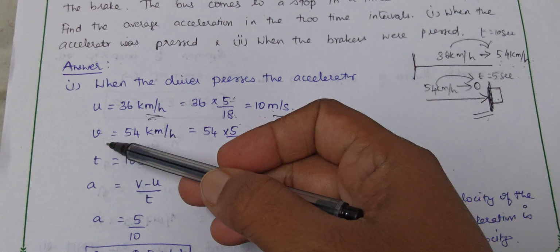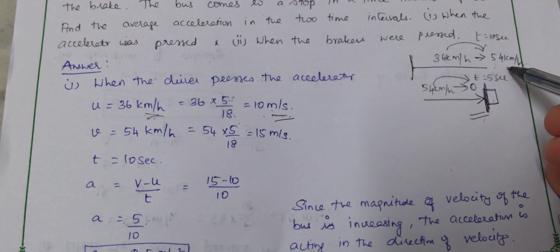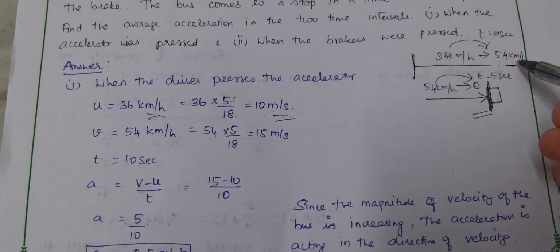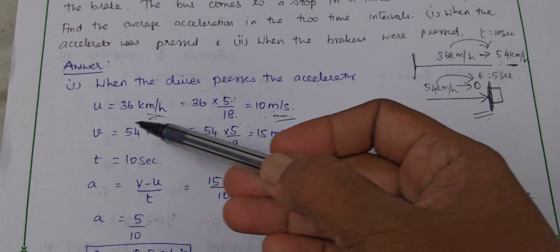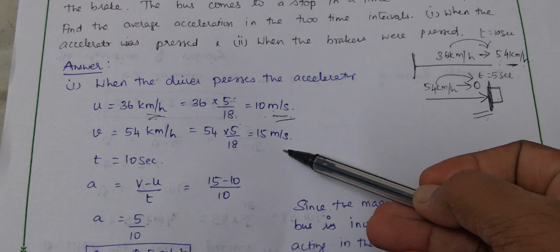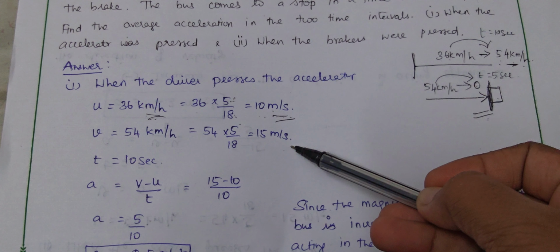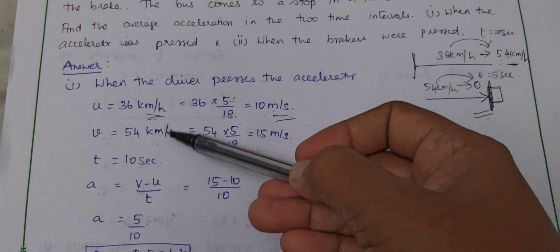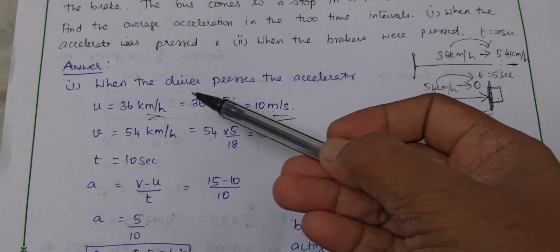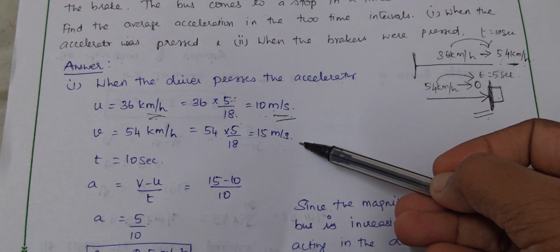And the final velocity: the bus started moving and it went from 36 kilometer per hour to 54 kilometer per hour. So the final velocity, it steadily moves with 54 kilometer per hour for some time, they said. So v is 54 kilometer per hour. Again I am converting kilometer per hour into meter per second. So 54 into 5 by 18, which is nothing but 15 meter per second. I have converted both the values, initial velocity as well as final velocity. Initial velocity is 10 meter per second and the final velocity is 15 meter per second.